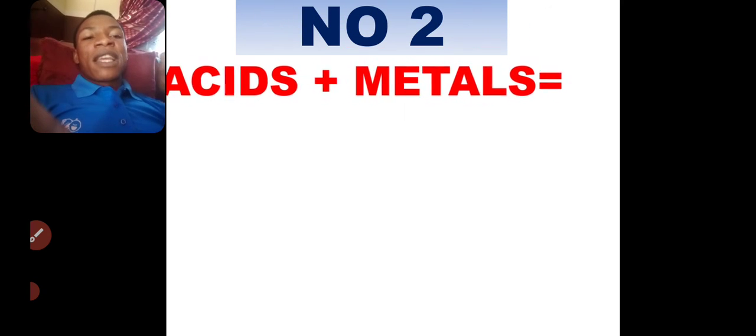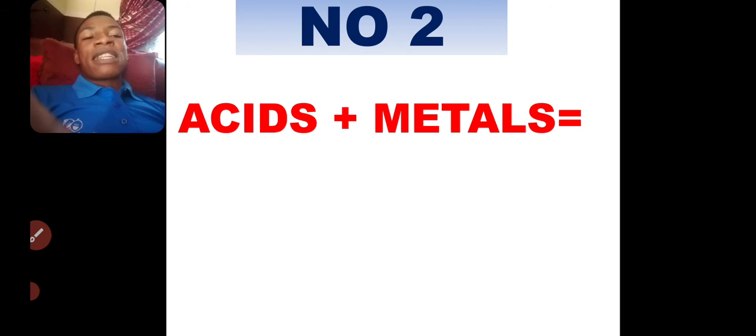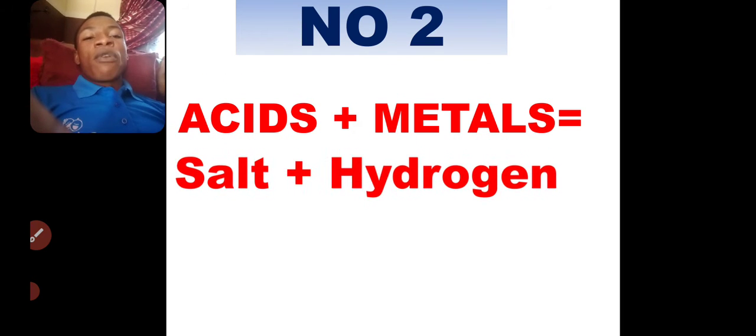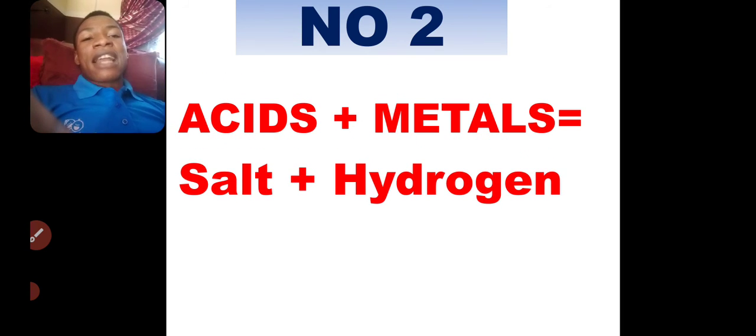So let's see the second property of an acid. Acid plus metal will produce salt and hydrogen.